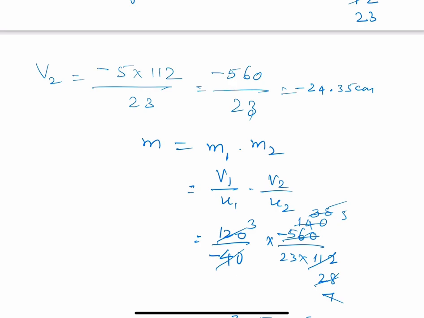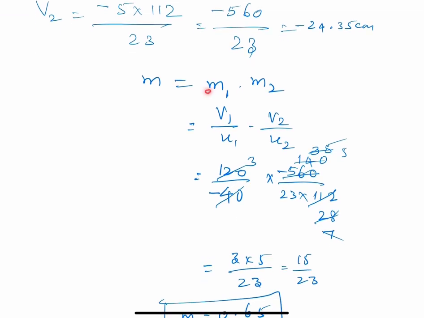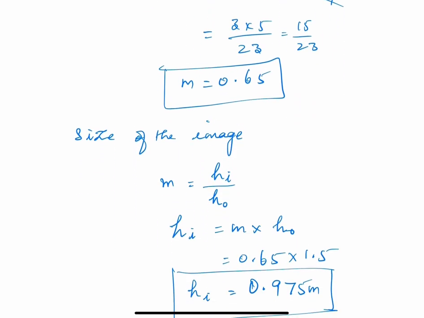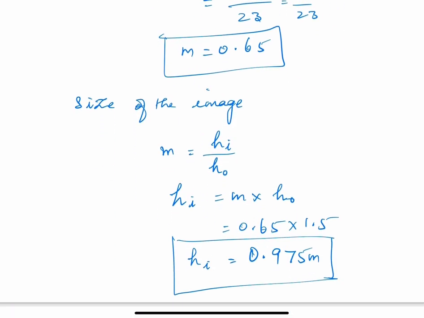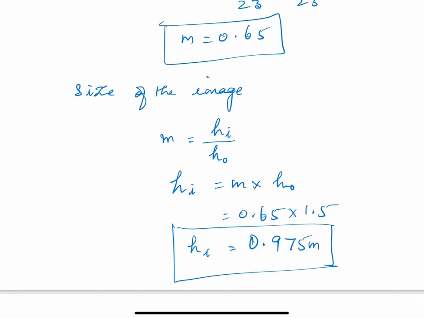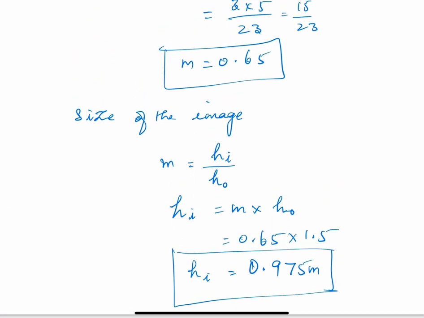Now to find the magnification, it is m1 into m2, the magnification by both. m1 is v1 by u1, m2 is v2 by u2. All these values we know. Substitute them, simplify, and we get the magnification as 0.65. So the height of the image is m into the height of the object. We get 0.975 centimeter. So we get a diminished image. Thank you.